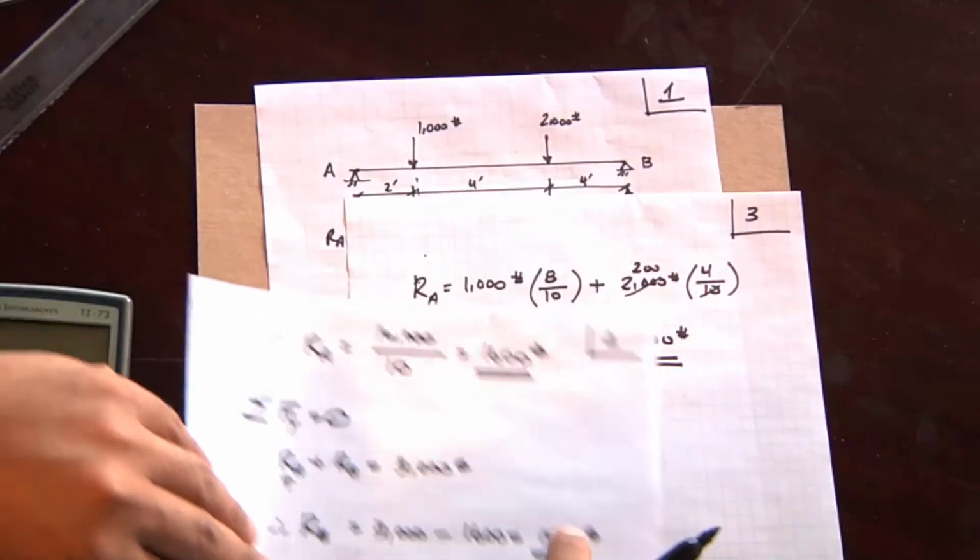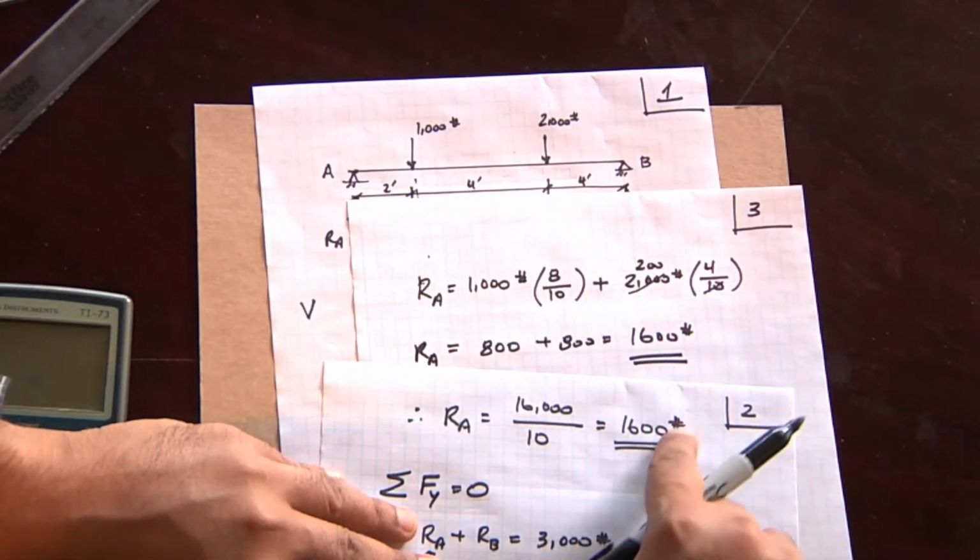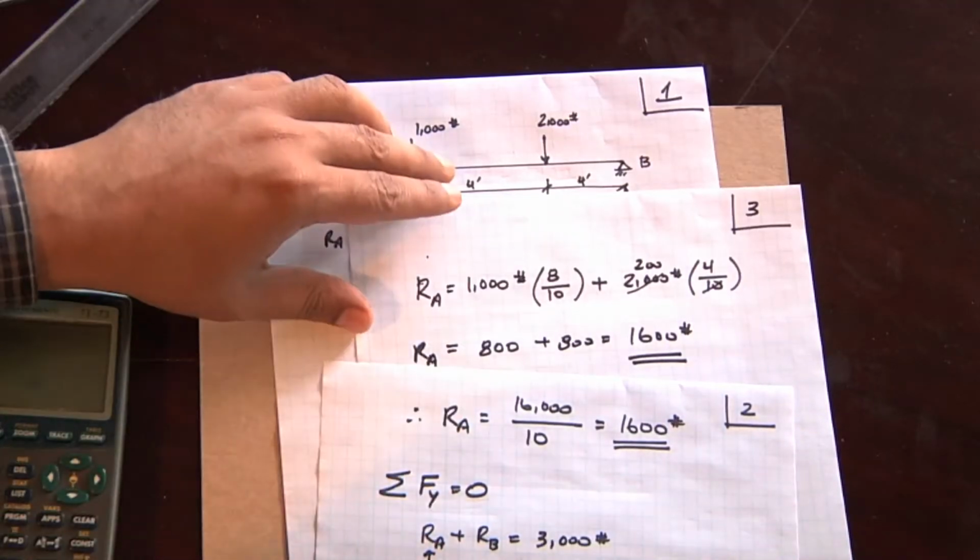And as you can see, it's the same answer. The two are the same answer. They have to be the same answer. If they're not the same answer, you did something wrong. So that's just a little shortcut. Let's go back to solving the problem now.